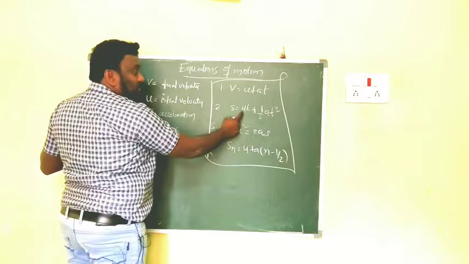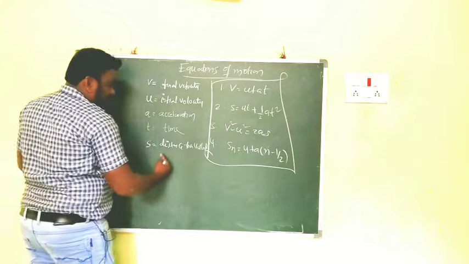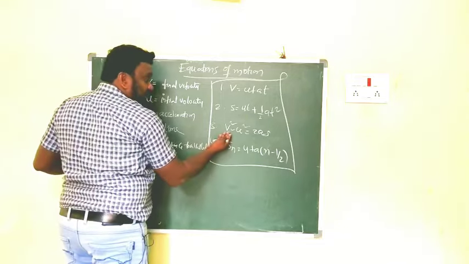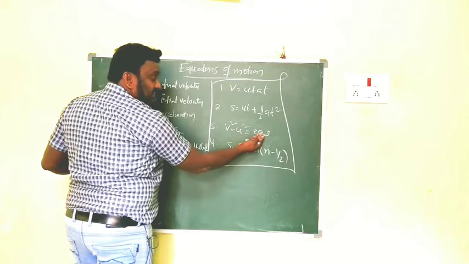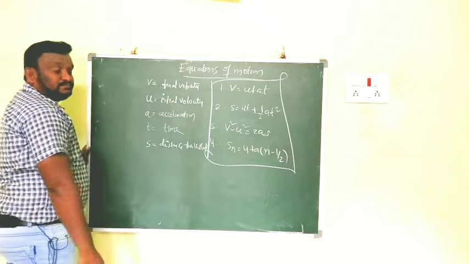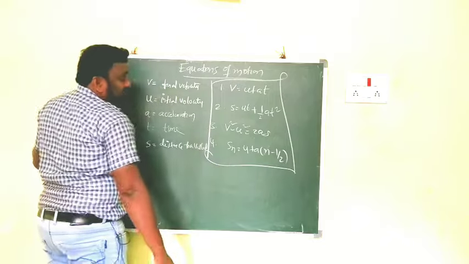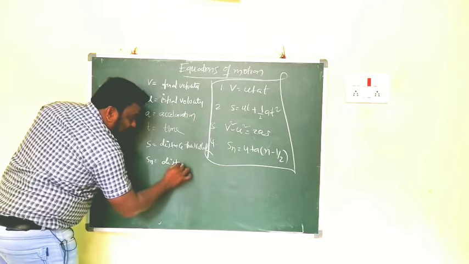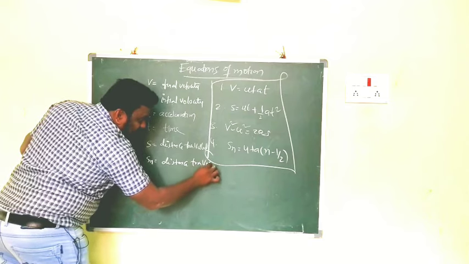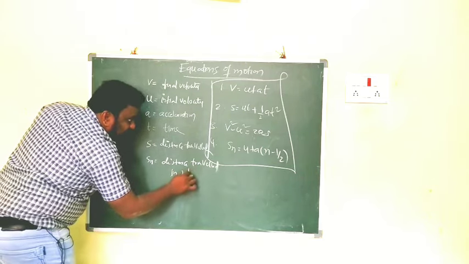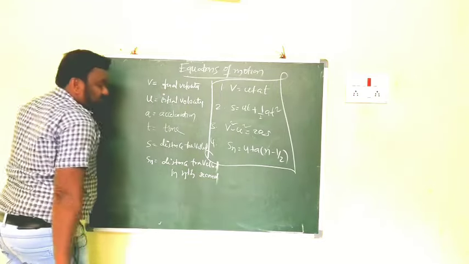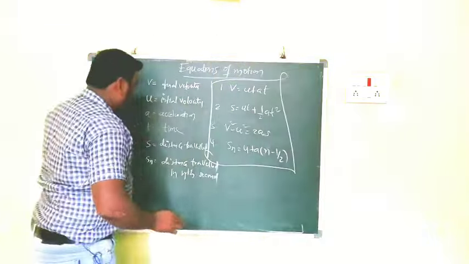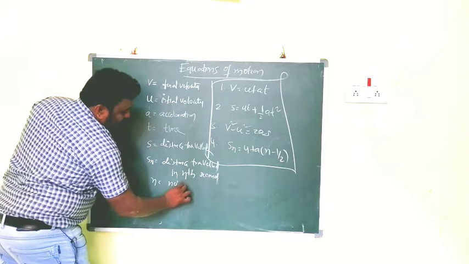Clear? Already I told you what U is: initial velocity. T is time. A is acceleration. The next one is the same: V is final velocity, U is initial velocity, A is acceleration, S is displacement. Now the fourth one, Sn. Sn means distance traveled in the nth second, and n is the number of seconds.